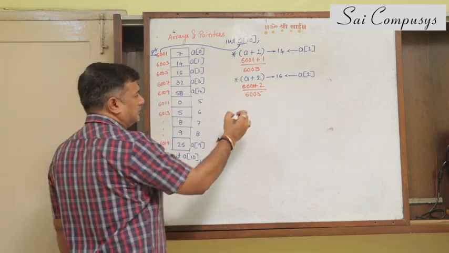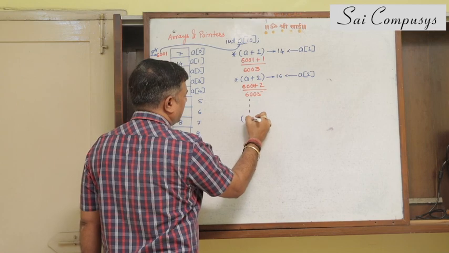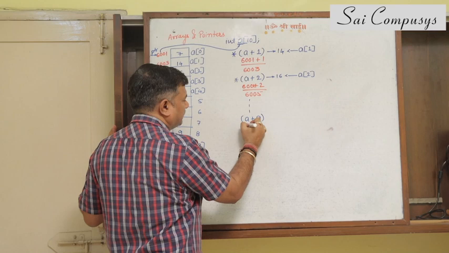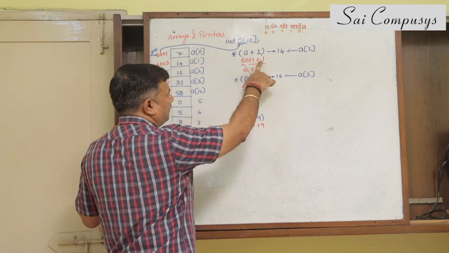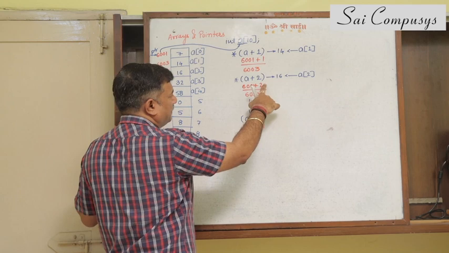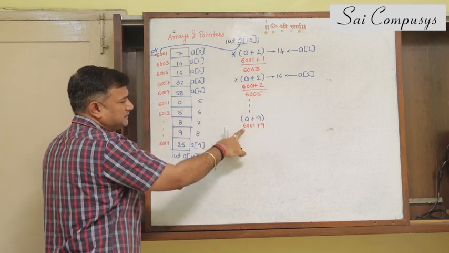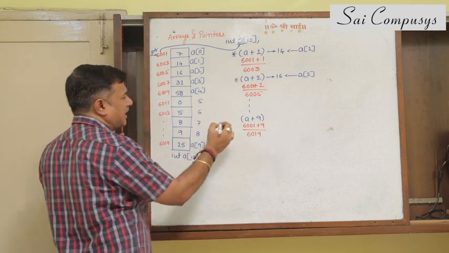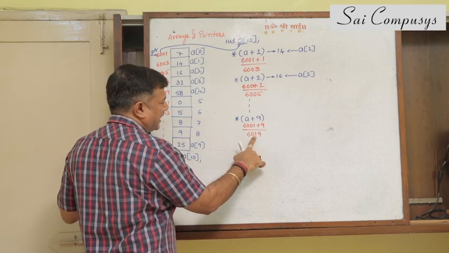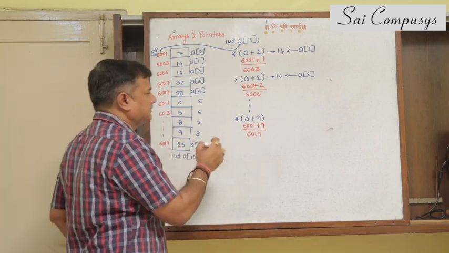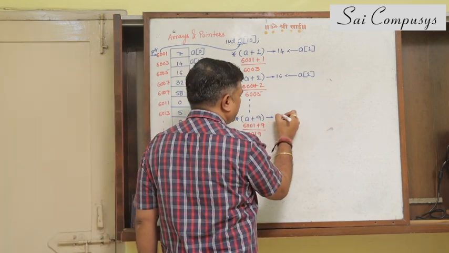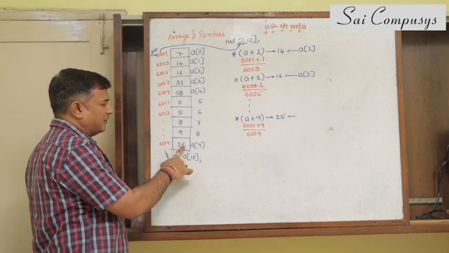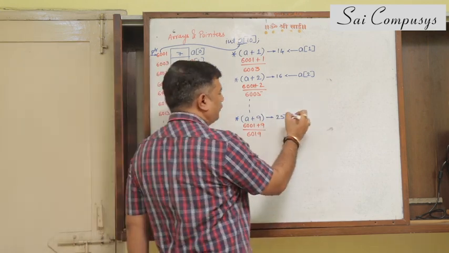I can go on writing down this. Let me write down A plus 9. A is 6001 plus 9. Plus 1 is incremented by 2. Plus 2 incremented by 4. Plus 9 will increment by 18, so that becomes 6019. I put a star in front of it. Value at address 6019. Value at address 6019 is 25. The same number 25 I could have got by writing A of 9.